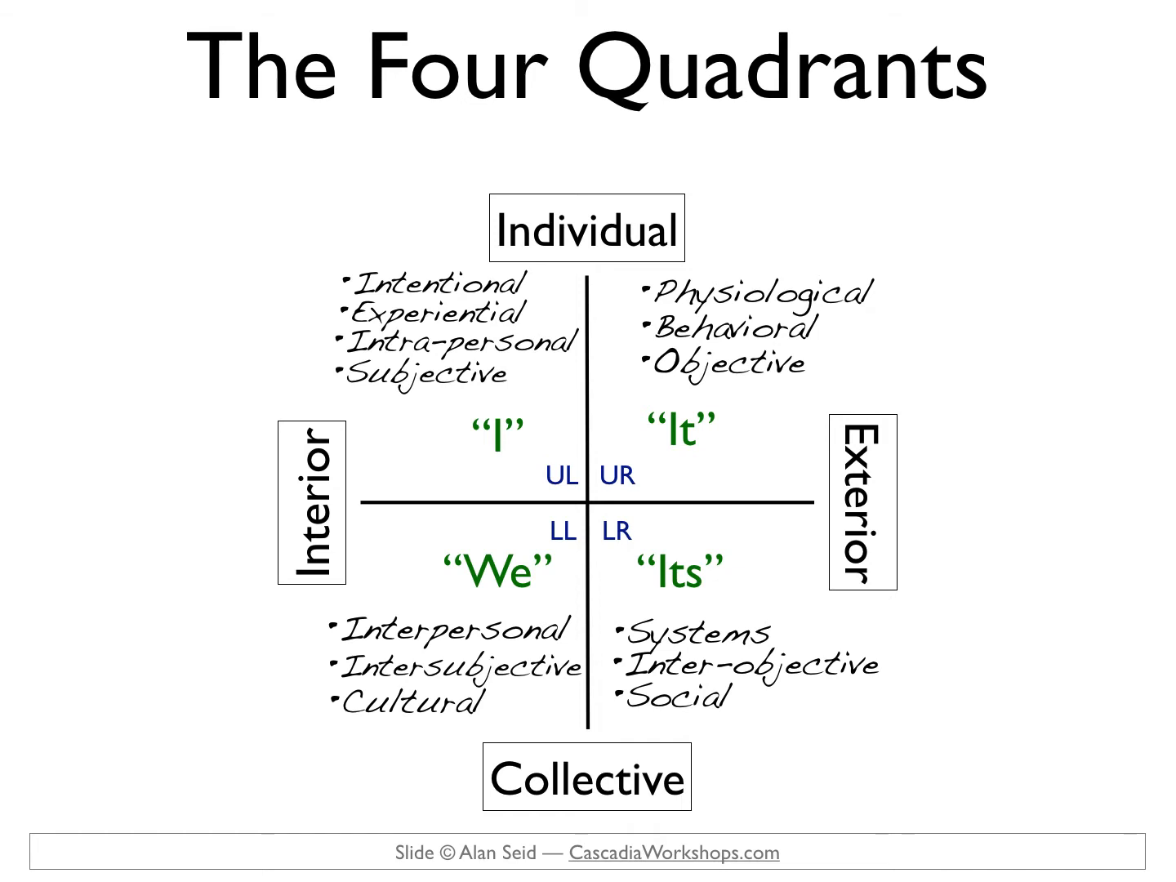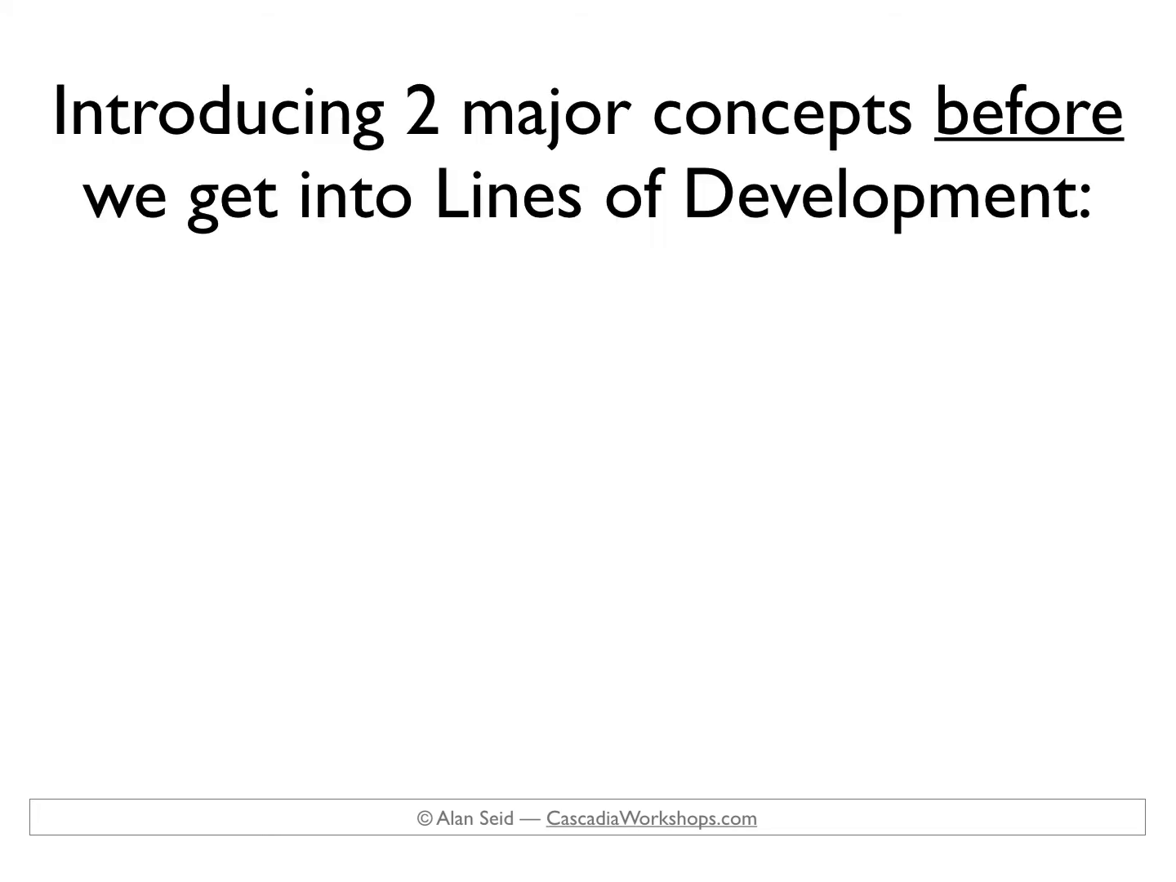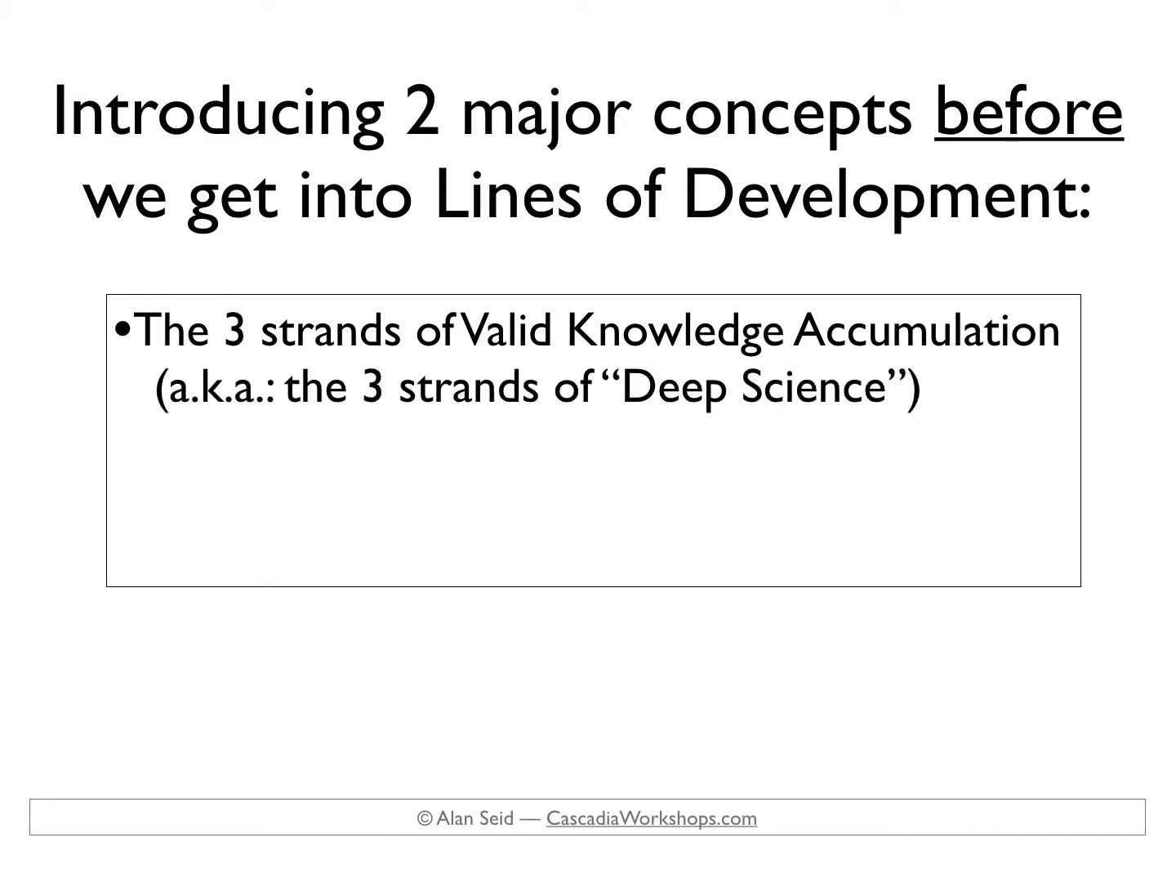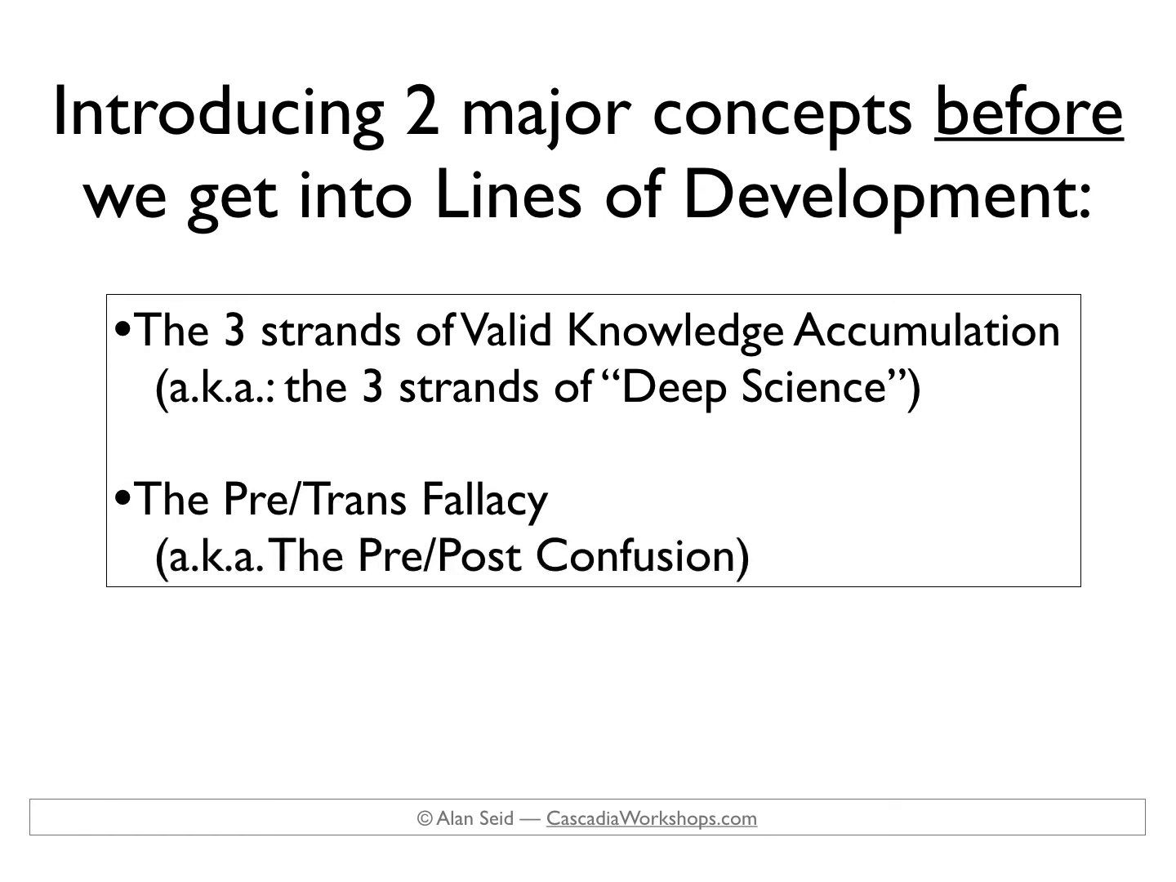So before we get into lines of development, I want to introduce two major concepts. The first one is known as the three strands of valid knowledge accumulation, which is also known as the three strands of quote-unquote deep science. The next major concept is known as the pre-trans fallacy, also known as the pre-post confusion. Having these concepts down will help us as we start to put together not just quadrants and lines, but also the next video on stages and states, and after that we'll look at types. And that'll put together the minimum components of the integral framework.